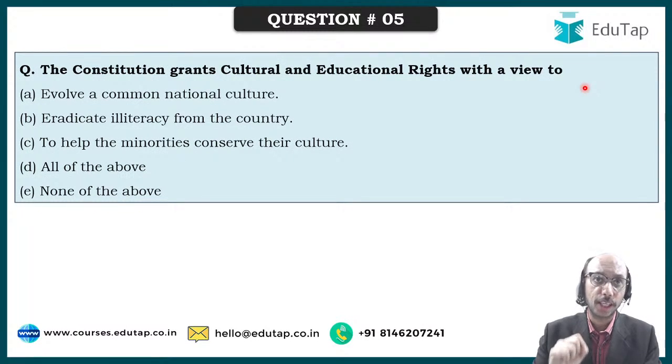The Constitution grants cultural and educational rights with a view to evolve a common national culture, to eradicate illiteracy from the country, to help the minorities conserve their culture, all of the above or none of the above. Why have we granted cultural and educational rights in our constitution? Because we want to evolve a common national culture, because we want to eradicate illiteracy, because we want to help minorities conserve their culture, because of all of the above reasons, or because of none of the above reasons? This is the question that is being asked. Pretty straightforward question that is being asked to you.